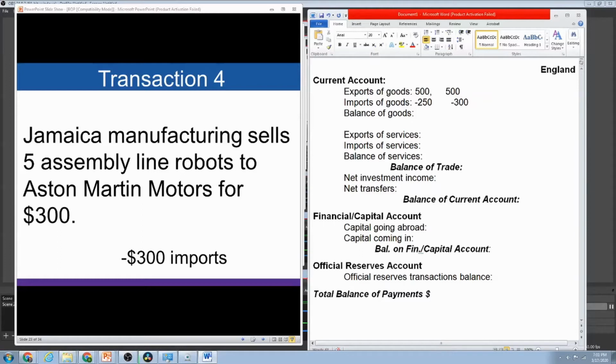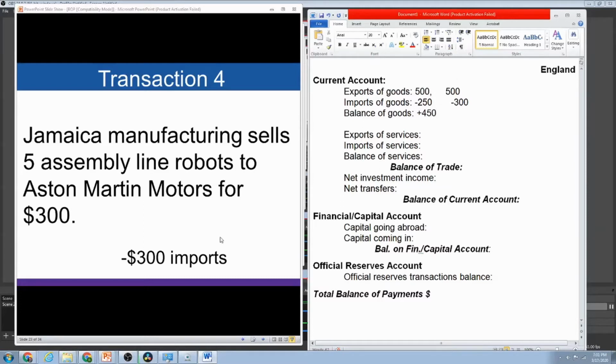300. All right, so if I had to look at this really quick, it looks like in terms of goods, we have a balance of 450. All right, 500 of exports of goods minus 250 is 250. 500 minus 300 is 200. 250 plus 200 is 450. Okay, that's a positive, right? 450.